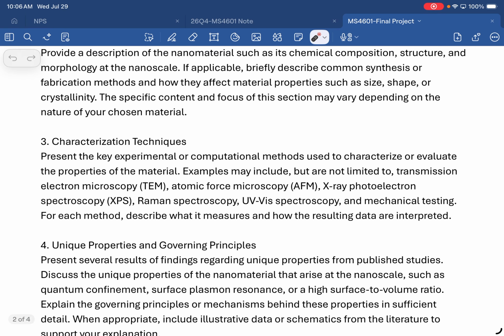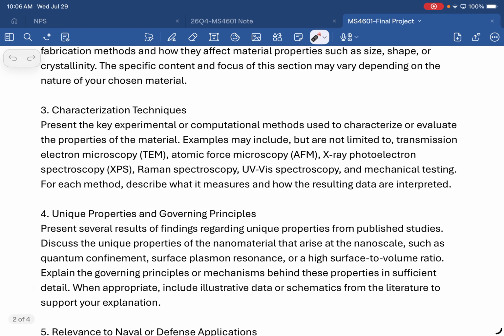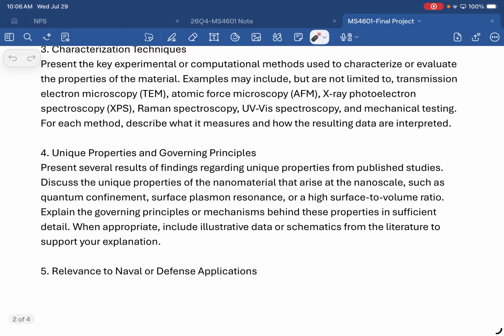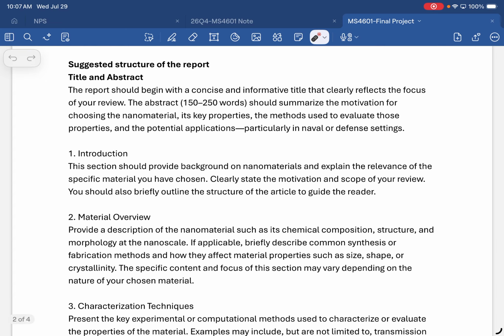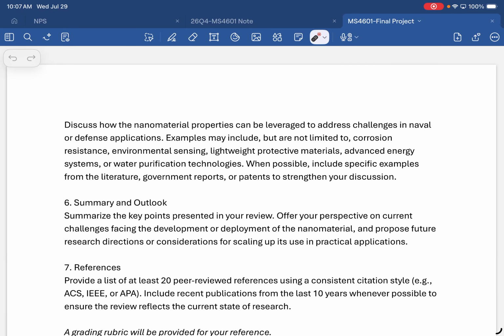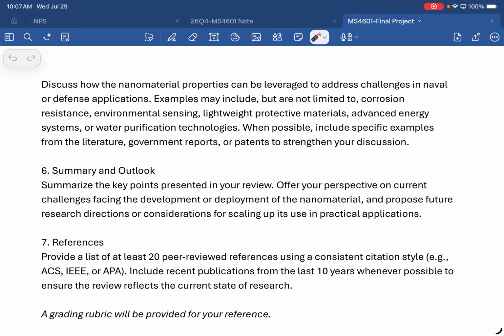If you are working on some modeling, like a mini review focusing on modeling of nanomaterials, instead of characterization techniques, it will be the modeling part, right? And then you're going to describe some unique properties and governing principles, and then relevance to naval defense applications, and then summary and outlook, and then references here.